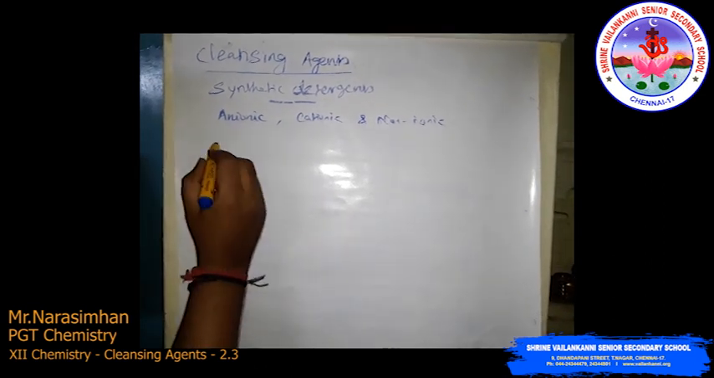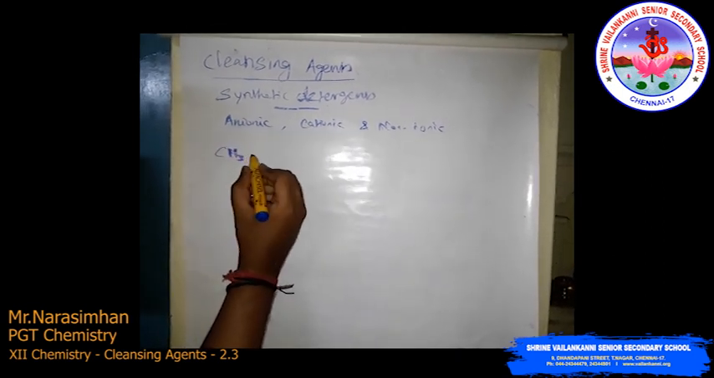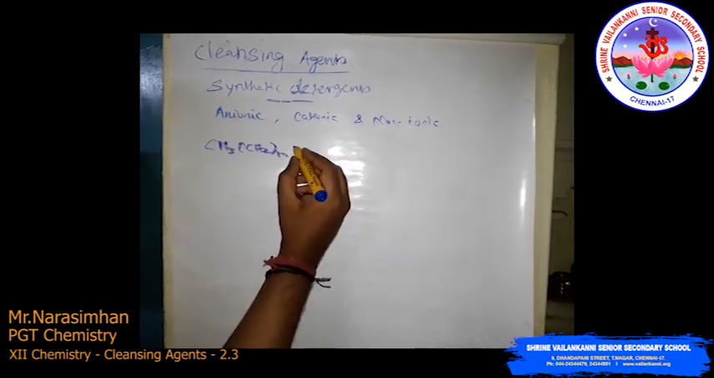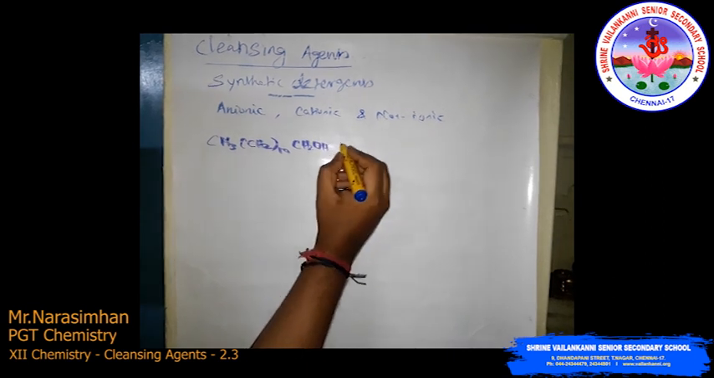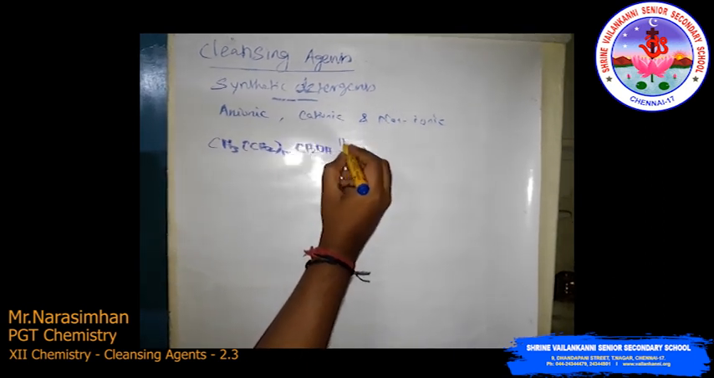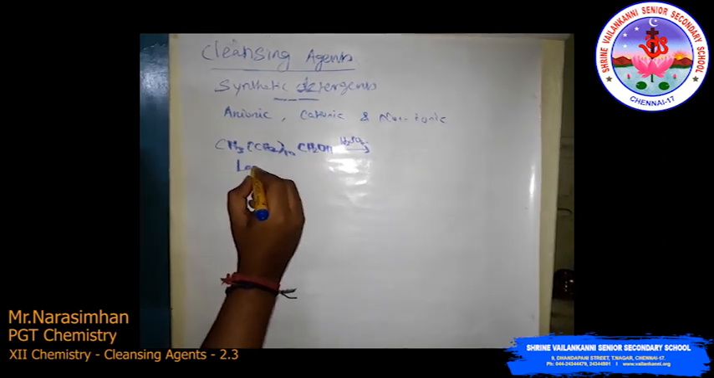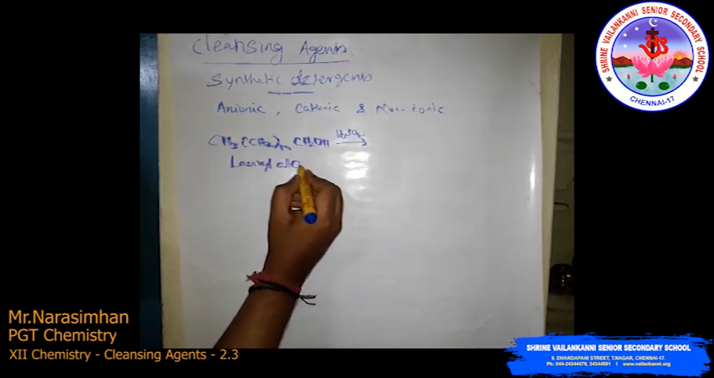For example, the reaction is CH3(CH2)10CH2OH reacting with sulfuric acid. This is lauryl alcohol.